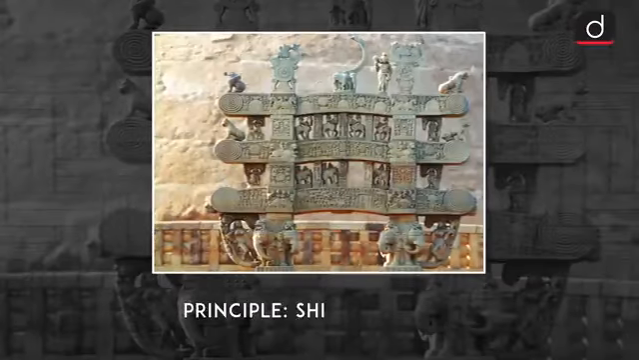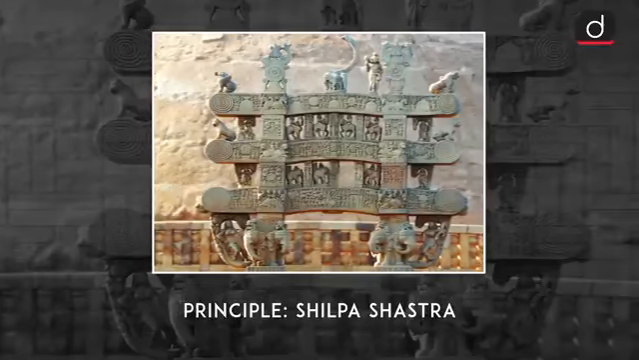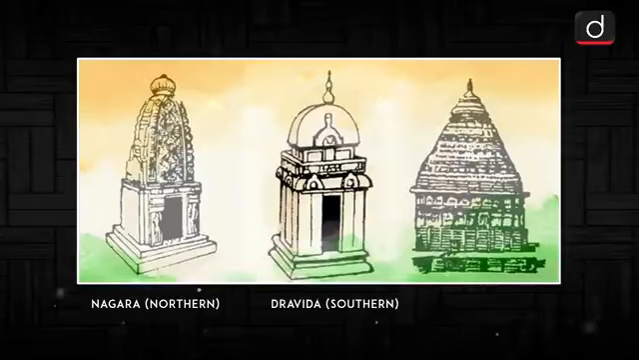The architectural principles of Hindu temples in India are described in Shilpa Shastra. Shilpa Shastra mentions three main types of temple architecture: Nagara or the northern style, the Dravida or the southern style, and the Visara or mixed style.